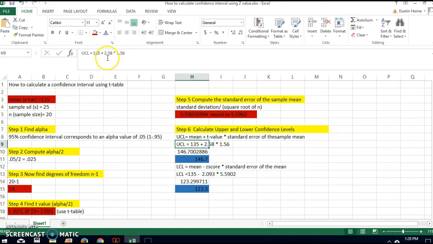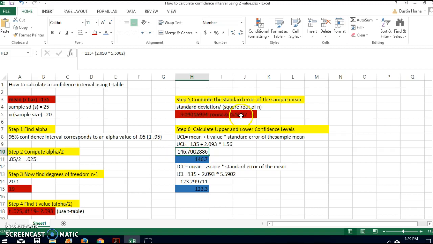I forgot to change the critical value here that we used. So what I do is I get 135 plus 2.093 times 5.5902. Now you can put this in parentheses, but it's going to multiply before it adds because that's what our order of operations says to do. So there you go.